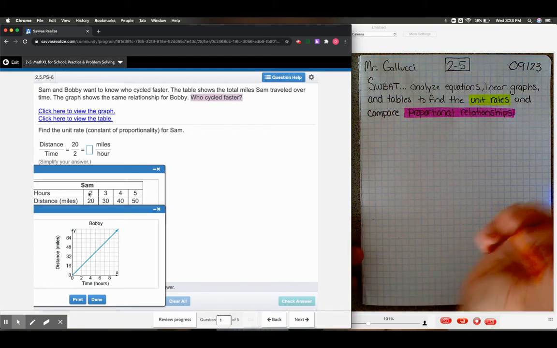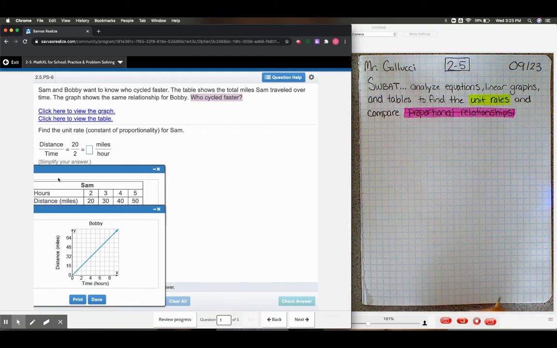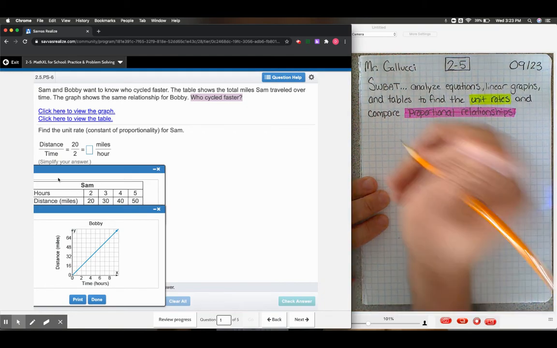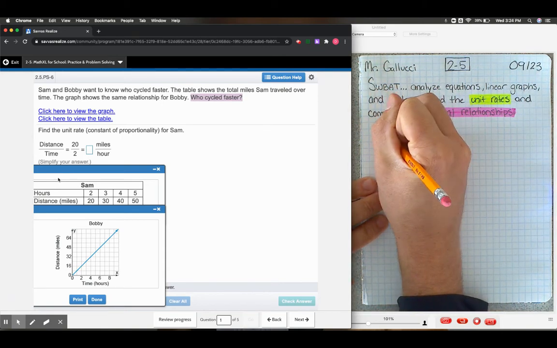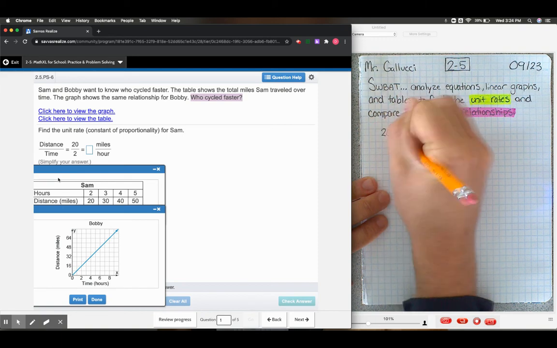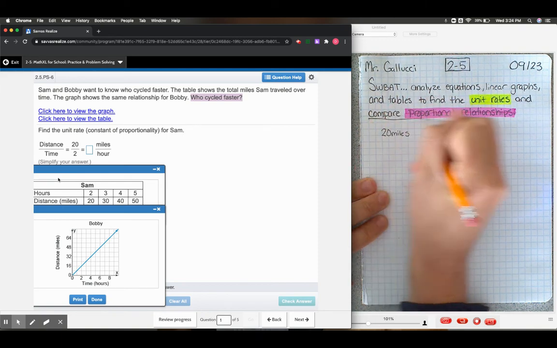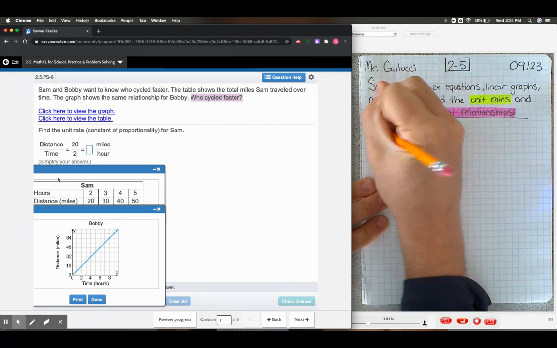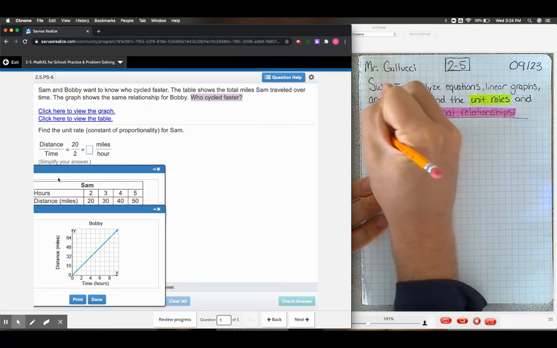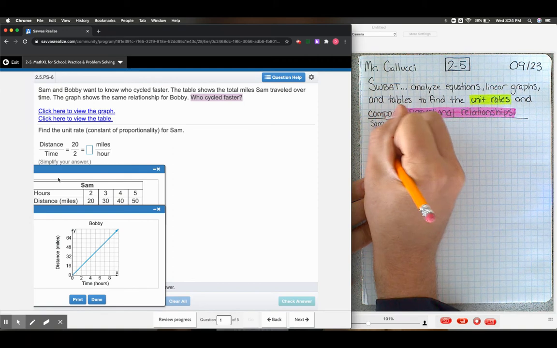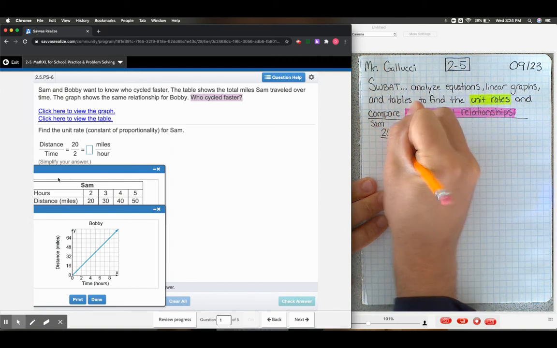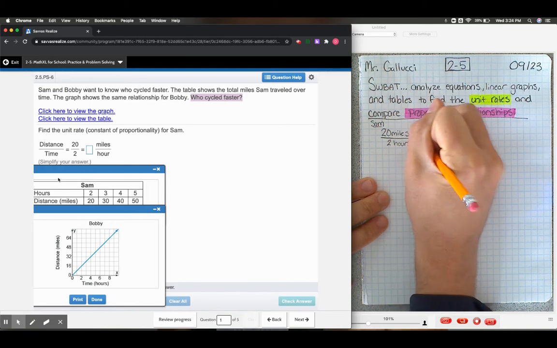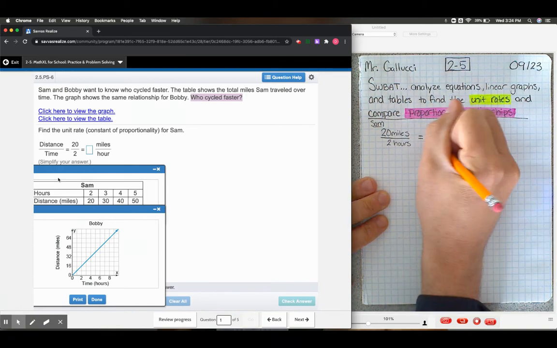So here's a step you might remember from Mr. DeFranzo and Miss Ferranti from last year. They would create a proportion. So let's do 20 miles. We'll do a little line here. This is for Sam. Keep myself organized. 20 miles for 2 hours. And we want to calculate the unit rate.